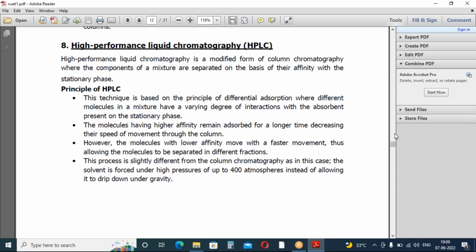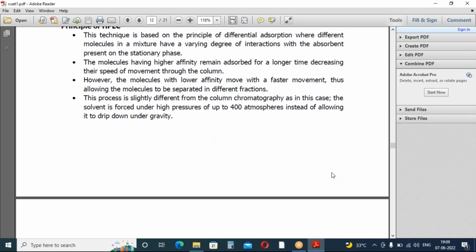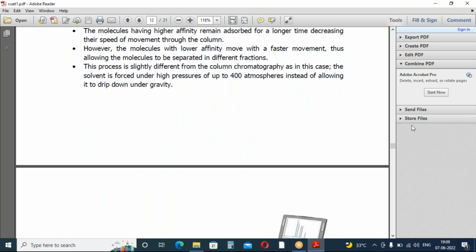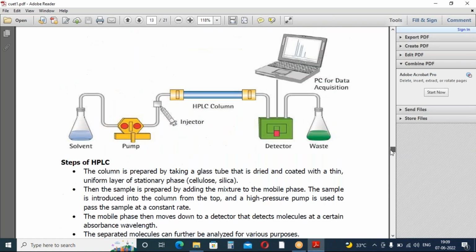Why are we separating this technique from column and gas chromatography? Here we are using high pressures, up to 400 atmospheres, for the separation of the components present in the mixture. This pressure is mainly used to push the sample through the stationary phase, and that causes the separation of the components. That is the major principle behind the HPLC technique.